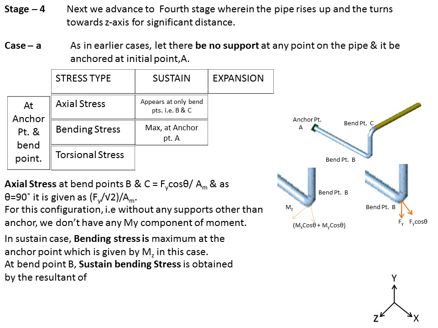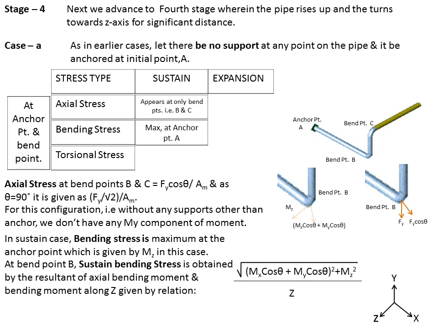At bend point B, sustained bending stress is obtained by the resultant of the axial bending moment and the bending moment along the z direction, given by the relation square root of (Mx cos theta plus My cos theta) the whole square plus Mz the whole square, divided by Z. So herein at the bend point we have the bending stresses in the sustained condition because of the z direction moment, that is the perpendicular direction moment of the leg in which the pipe is running, and the resultant moment in the axial direction at the bend point. So Mx cos theta plus My cos theta being the moment along the axial direction, and this along with the z direction moment gives the resultant sustained bending stress at the bend point B when divided by the section modulus of the pipe and multiplied by the stress intensification factor for the bend.